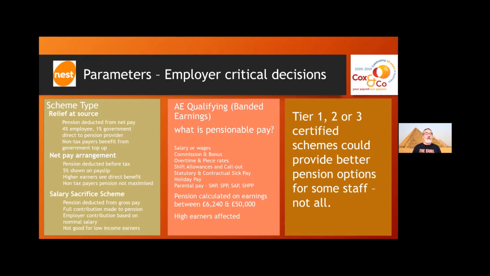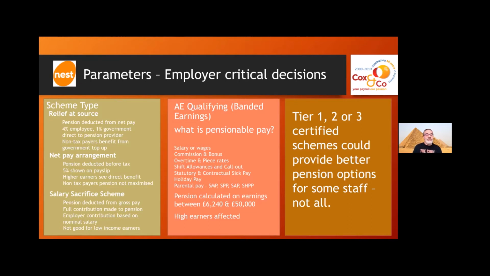So 4% employee, 1% government, because with automatic enrolment qualifying earnings, the contributions are 8%, of which the employer must contribute at least 3%. So they can contribute more if they wish. And then the balance must be contributed by the employee. So as an employer, you must contribute at least 3%, and the employee will therefore be contributing 5%. If you chose to contribute, as some do, 4%, they'll be contributing 4%.